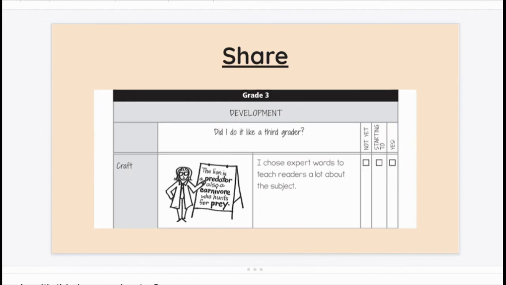All right, writers, I want you to take a minute to reflect on how you did today. And we're going to focus in on this part of the informational writing rubric. So you're always thinking when we look at this, did I do it like a third grader? Not yet, starting to, or yes. So our focus, I chose expert words to teach readers a lot about the subject. So think about your draft and your expert words.